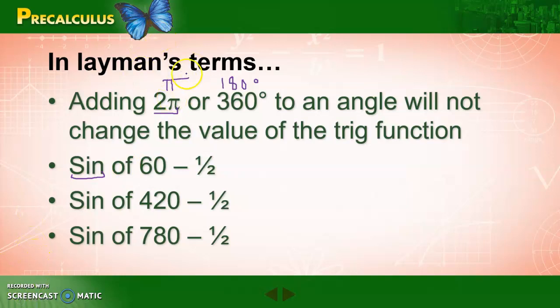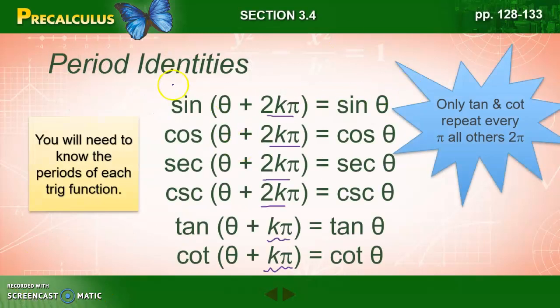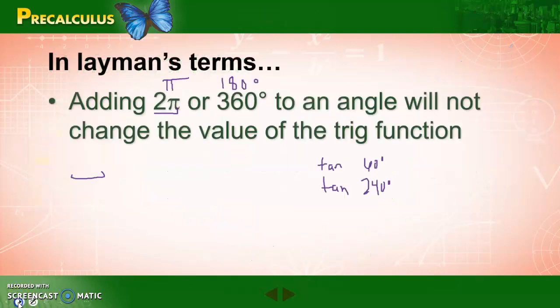Again, for tangent and cotangent, our period is 180 degrees. So if we were taking the tangent of 60 degrees, the tangent of 60 degrees would be the same as the tangent of 240 degrees. Just adding 180 to that, and so forth and so on. So that's what our period function means in layman's terms. The sine of an angle plus 2 pi, or 360 degrees, is still the same as the sine of the original angle.